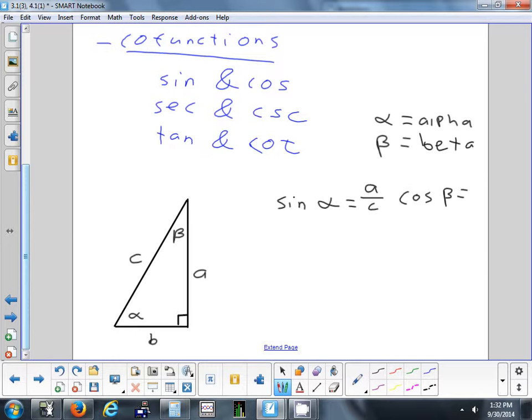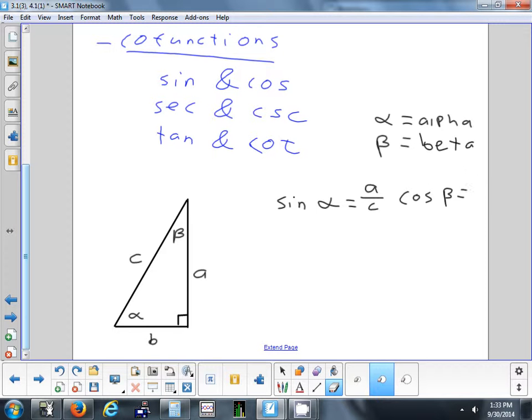Anybody think they know what the cosine of beta would be? A over C. Yep, go ahead, Aaron. A over C. So let's check. Cosine means adjacent over hypotenuse. So what side is adjacent to beta? A. Yeah, A. And the hypotenuse? C. C, that part was fine.